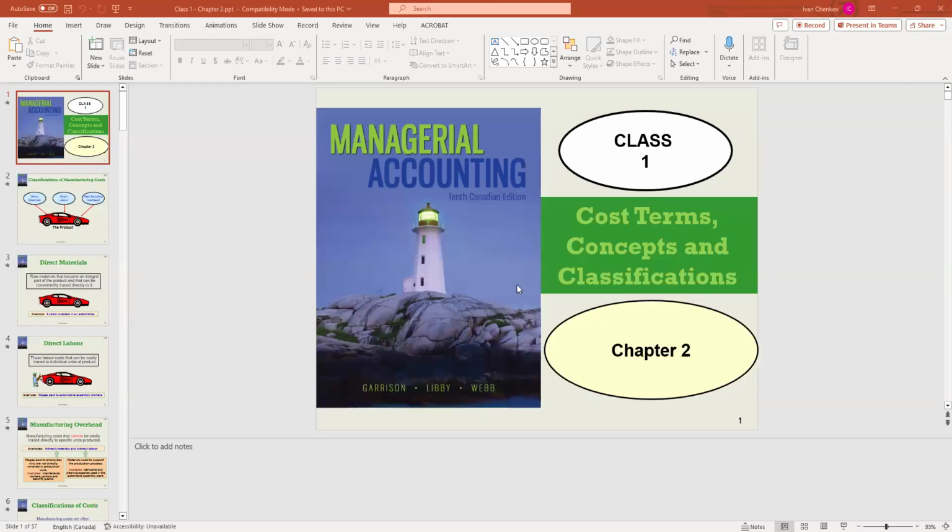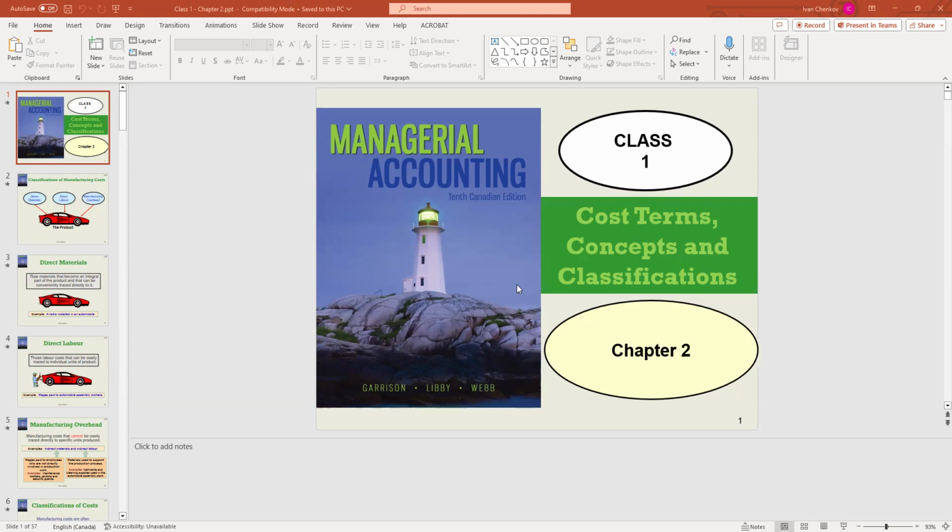Okay, this is chapter 2. The course is still Managerial Accounting. This is our second class. From now on, we're going to start talking about the cost. Before I start talking about the cost, there are a few things that I want you to understand.